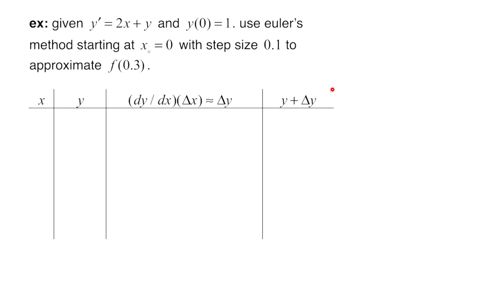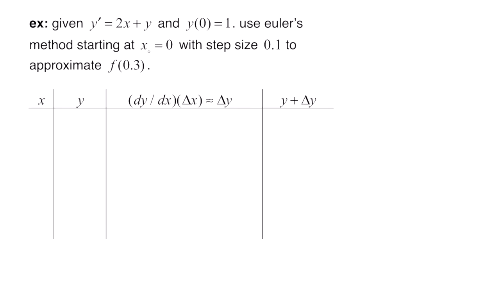So you notice we have a table set up here. The first column is going to be x, then y. Right here we have dy/dx, or the slope, and you multiply that by change in x. When you multiply those, it gives you change in y. And finally over here, you take this y plus change in y and you add them together. Once you get that, you drop it down over here and then you do the process again.